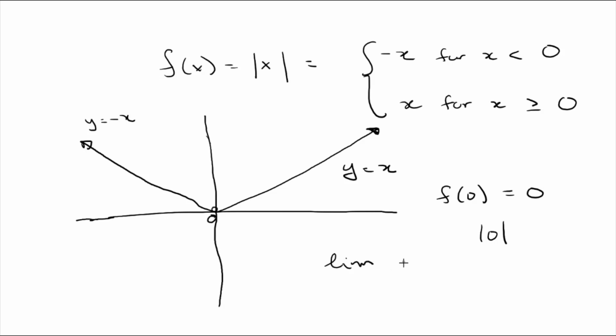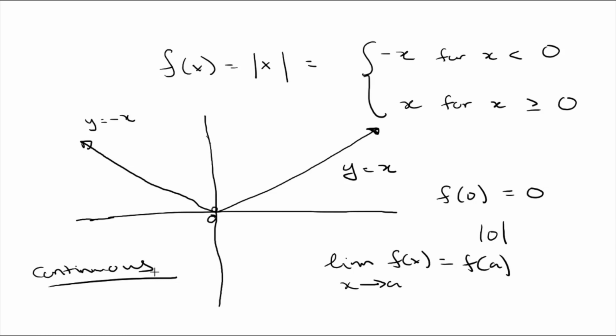Remember our definition from previous videos. The limit as x approaches a for a function has to equal the value of the function at that point. And what we can see is that the output of the function is 0 when we approach it from the left, as well as when we approach it from the right. So we can see that the limit approaches the value of 0 from both sides. So it is continuous, right? That's very important to note that this function is continuous.